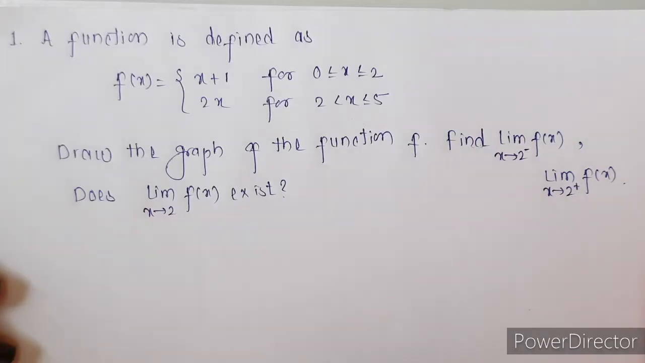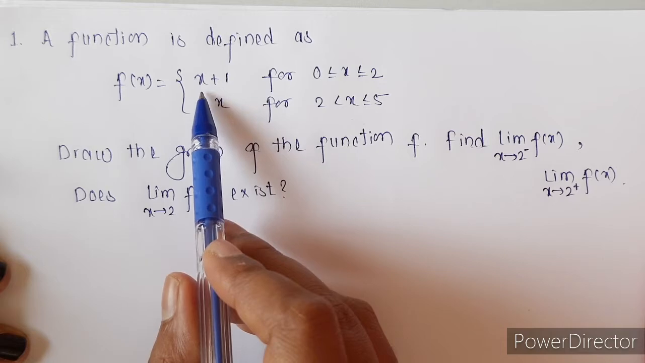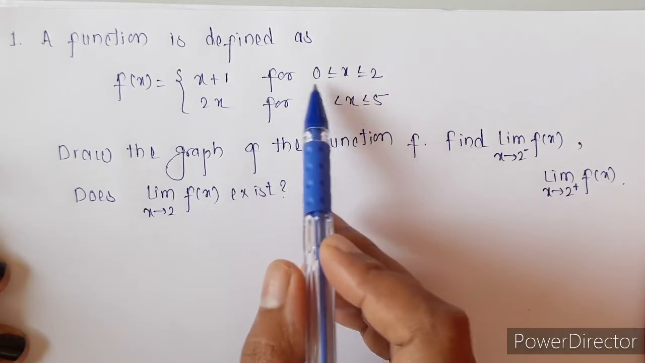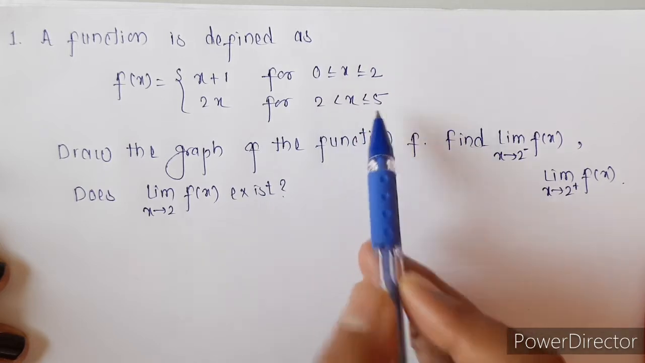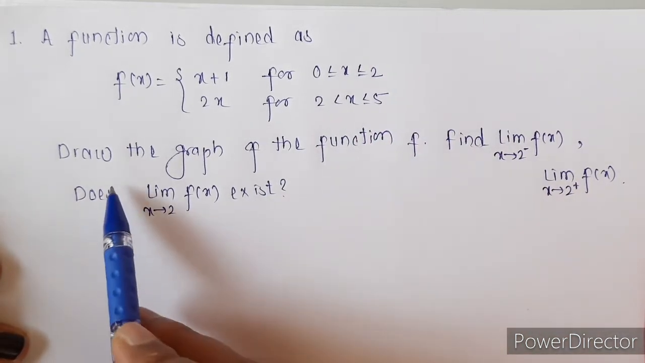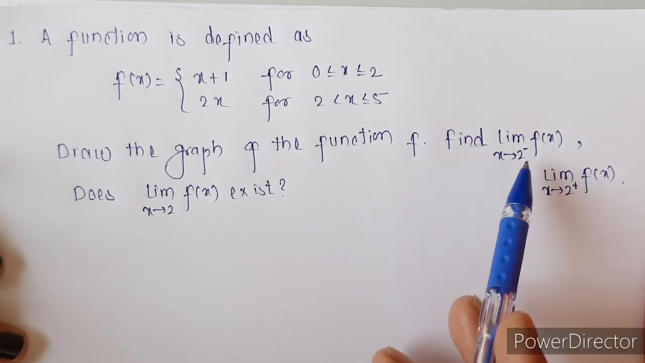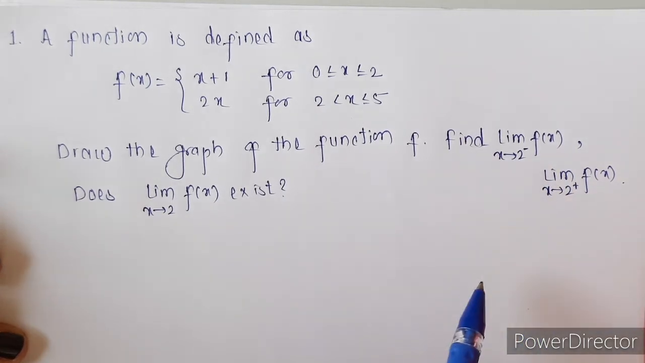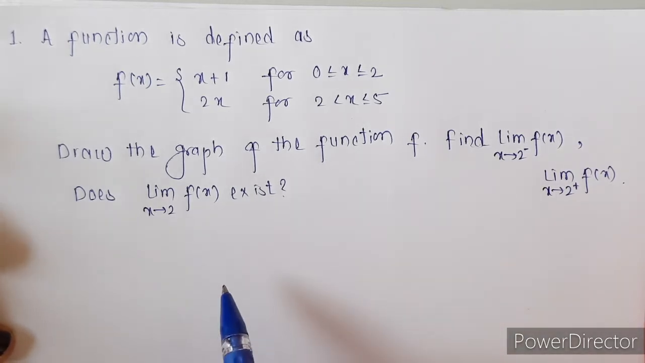Next example, a function is defined as this. We have x plus 1 for x from 0 to 2, and 2x for x from 2 to 5. We need to draw the graph of the function, find the left hand limit and right hand limit, and then check whether the limit exists or not.